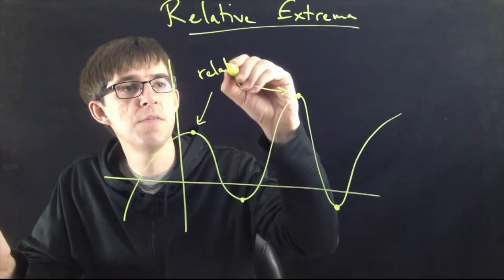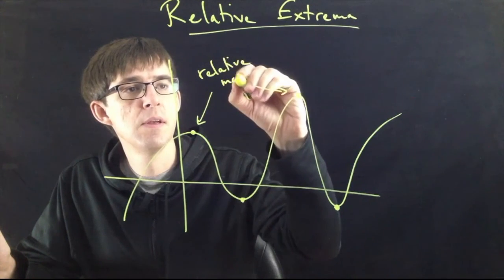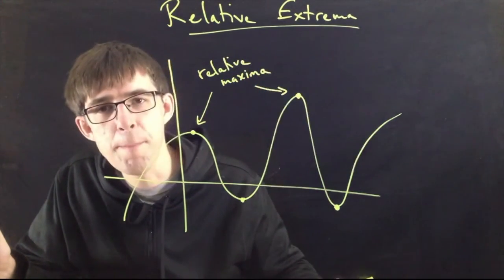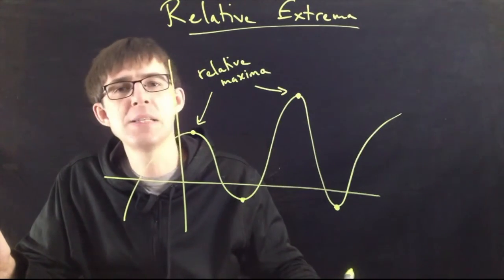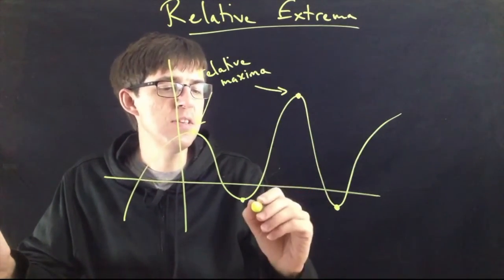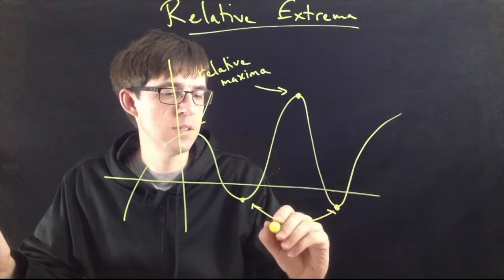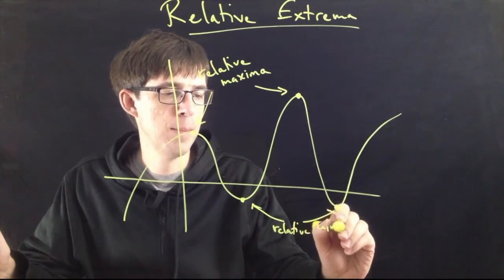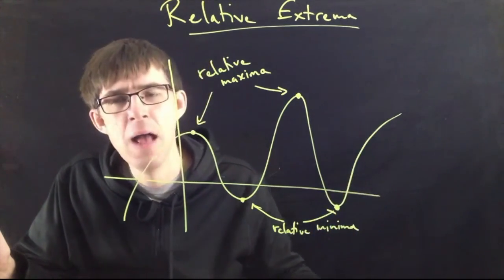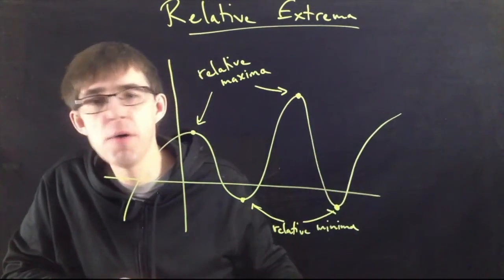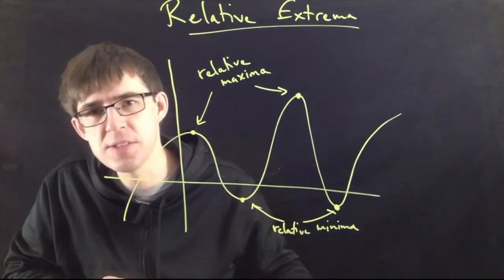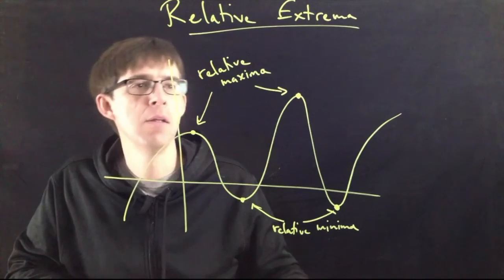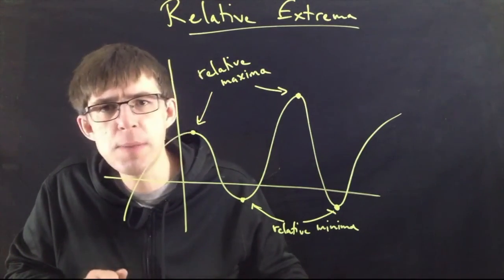So these are relative maxima. Actually, the plural of maximum is maxima. All right. And then these two are relative minima. And then the word extrema refers to just any of these kinds of values, be they maxima or minima. All right, these are the relative extrema.